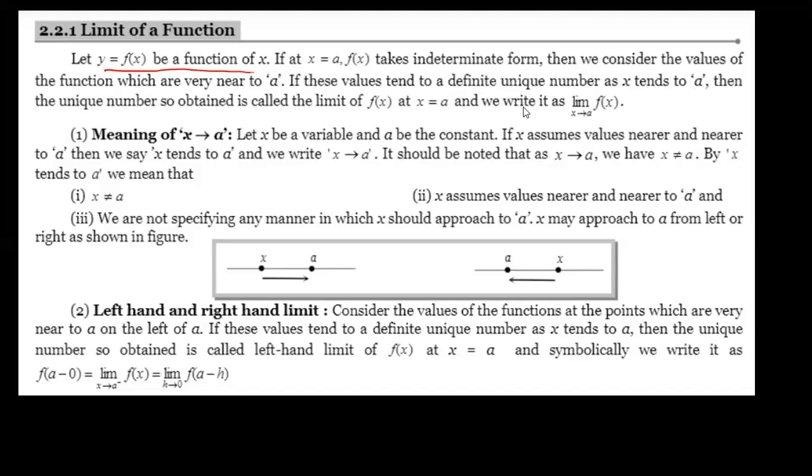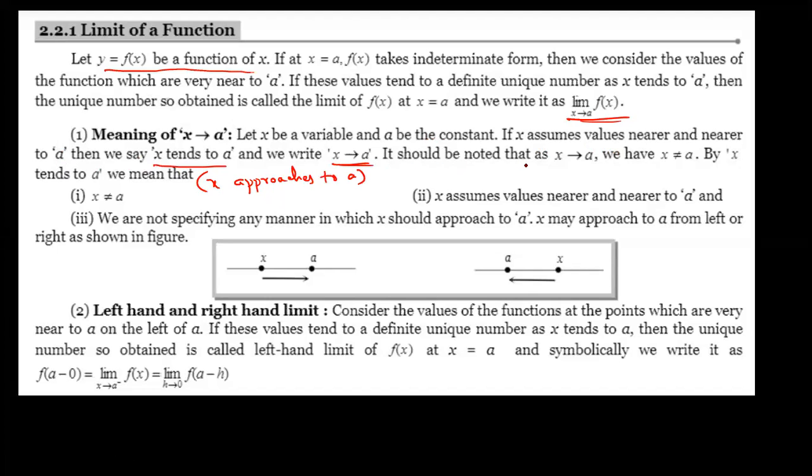How to write symbolically? See, this is the symbol. How to read it? Limit x tends to a, x approaches a, of f of x. Limit f of x, x tends to a. We should read it like that only. So what is the meaning of x tending to a? Dear students, here x is a variable and a is any real number. If x assumes values near to a, closer to a, approaches a, we say that x tends to a. X approaches a. So symbolically we can write like this.